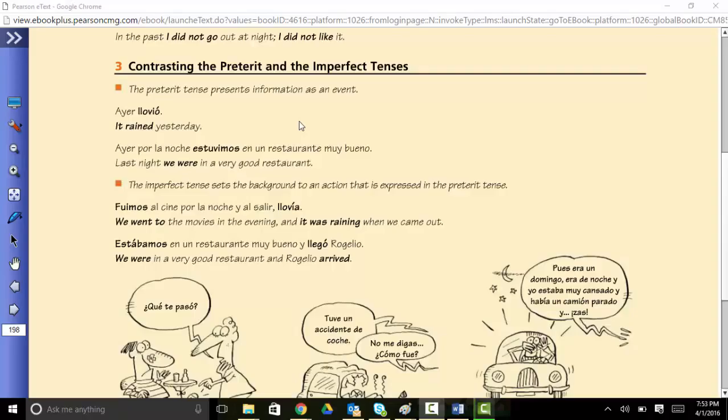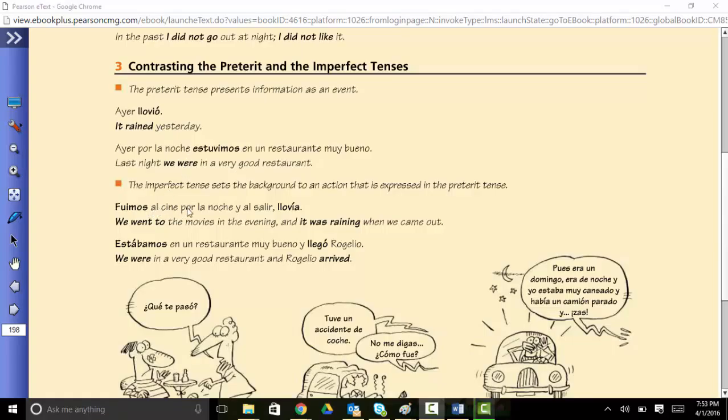Ayer llovió. When you're talking about the preterite versus the imperfect, if you're just trying to tell what the weather was like yesterday, you would use the preterite. But if you were trying to set up the background, create a mood before you actually give important information, then you would use your weather in the imperfect.